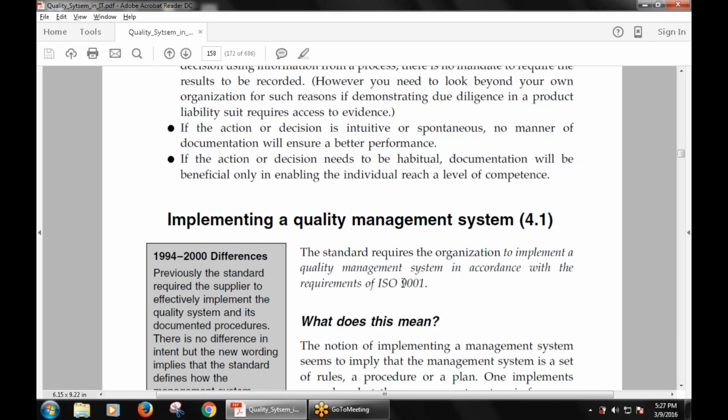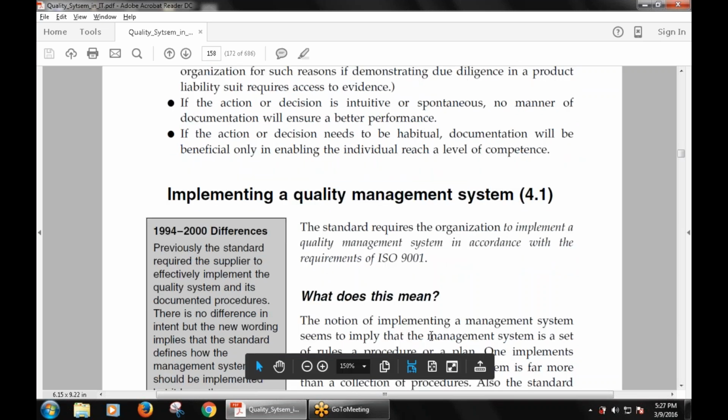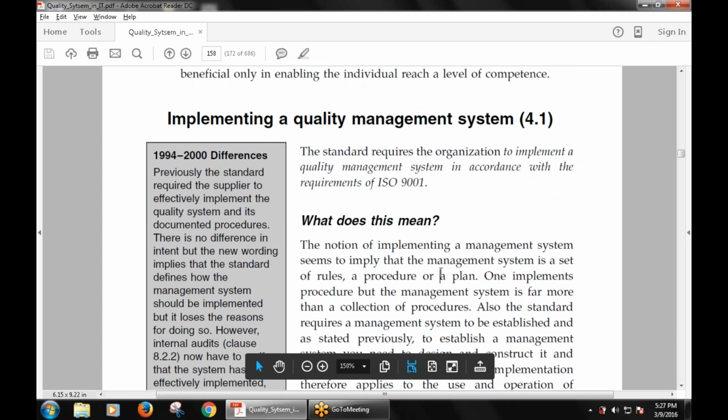So what does this mean? The notion of implementing a management system seems to imply that the management system is a set of rules, procedures, or a plan. What are the various tools and procedures that will be followed for the plan? One implements a procedure, but the management system is far more than a collection of procedures. So it should be used in accordance with the ISO 9001 standard. That is how we implement the quality management system.